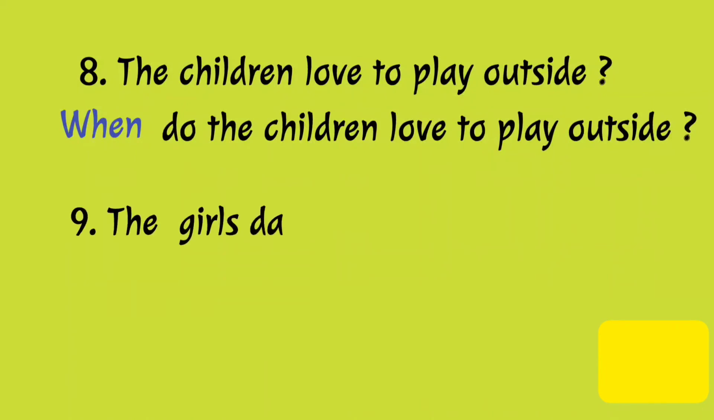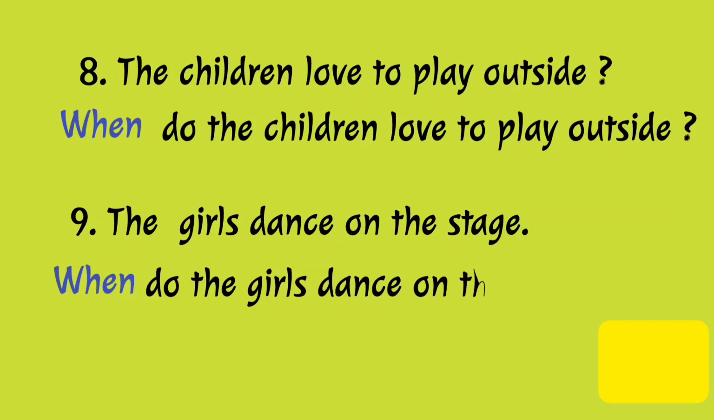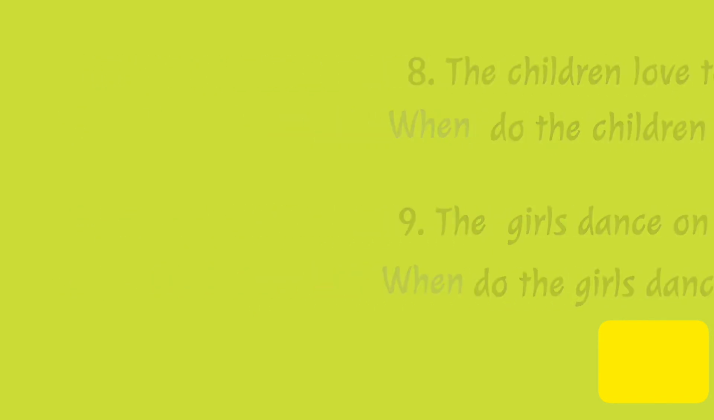Okay, easy, right? Next, number 9, the girls dance on the stage. The girls is plural because there is an s, you can see that, and it means the pronoun is they. So even though there is no auxiliary verb, the auxiliary verb that we have to use is do. When do the girls dance on the stage?